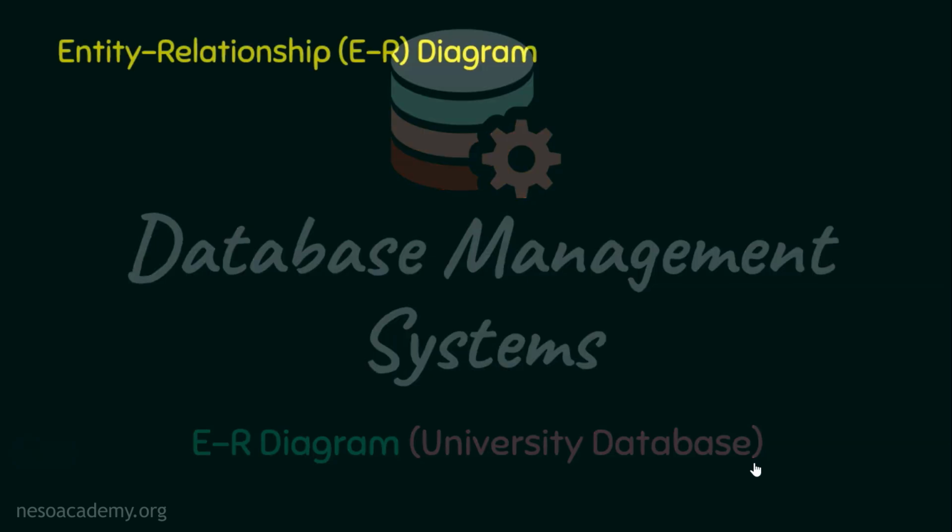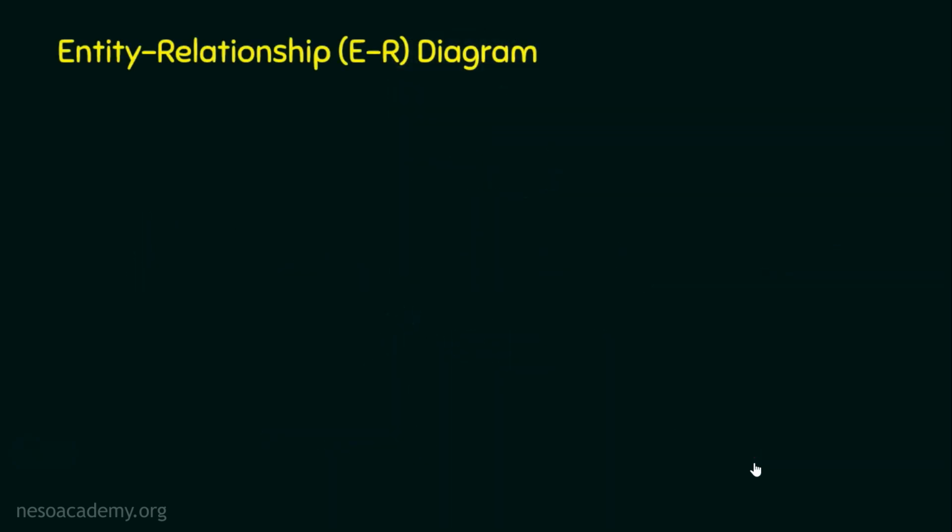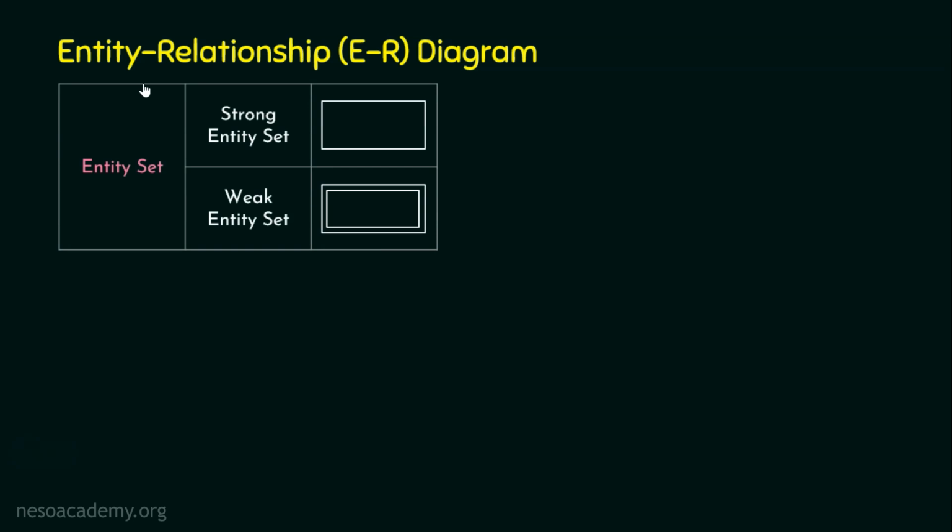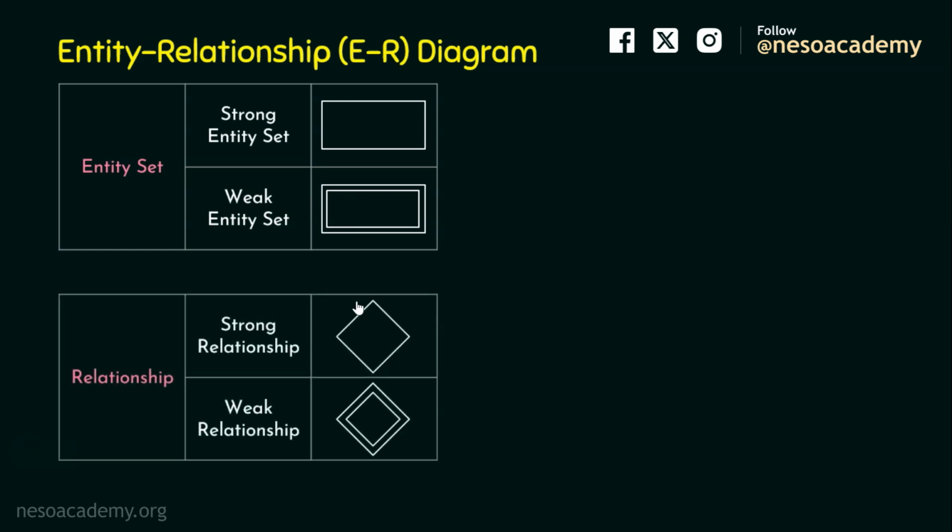Before seeing the university database, we should have strong fundamentals about what an entity relationship model or entity relationship diagram is, and how entity sets are represented. A strong entity set is represented with a rectangle, and a weak entity set is represented with a double rectangle. Coming to the relationship, a strong relationship is represented with a diamond symbol. A weak relationship is represented with double diamonds.